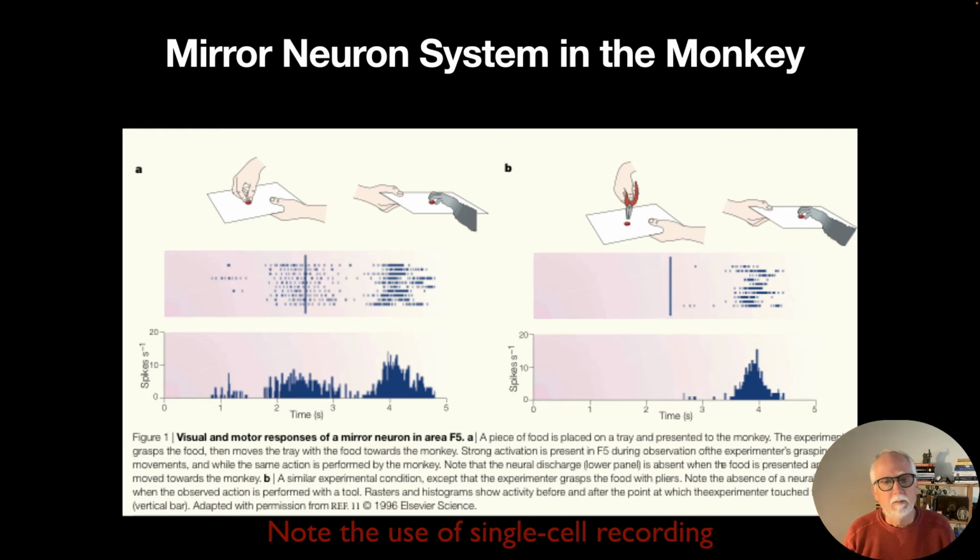And so this caused a lot of excitement. People soon found out about this article, started looking at the research, and then found that it could be replicated in monkeys. It seemed to be a real phenomenon in monkeys.